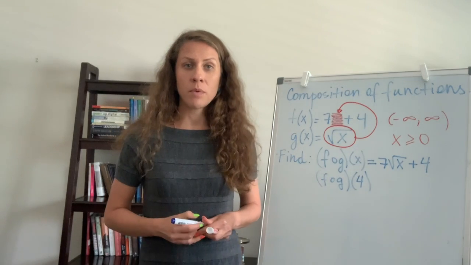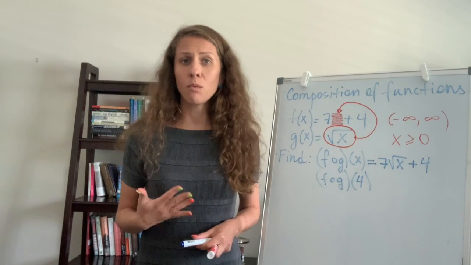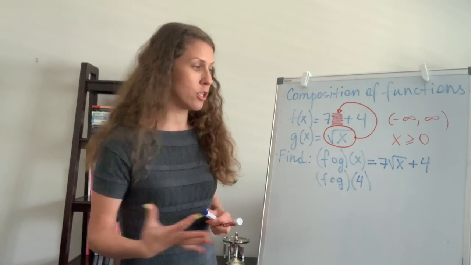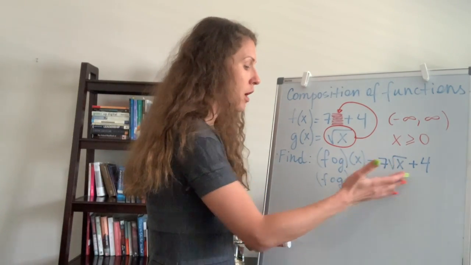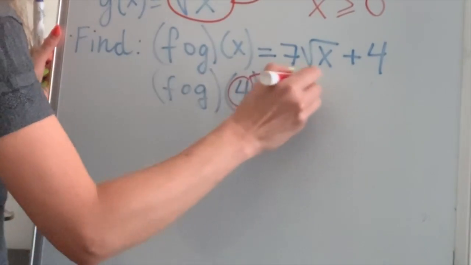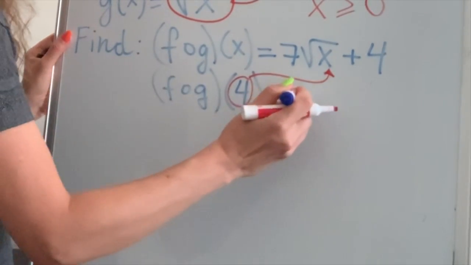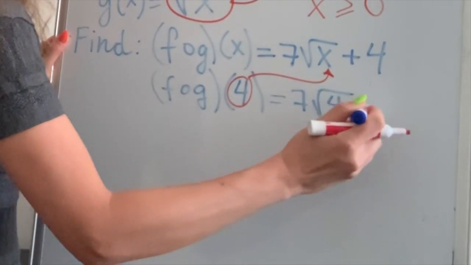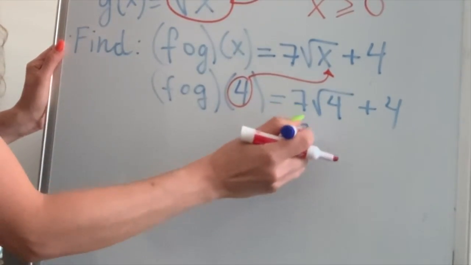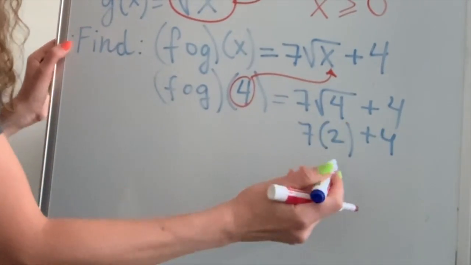Let's say f composition g at 4. What you're doing here is taking the composition expression, which is 7 square root of x plus 4, and now replacing that x with 4. So take that, place it here, and you'll have 7 square root of 4 plus 4, and then you just simplify it. So square root of 4 is 2, which means 7 times 2 plus 4, or 14 plus 4, which is 18.